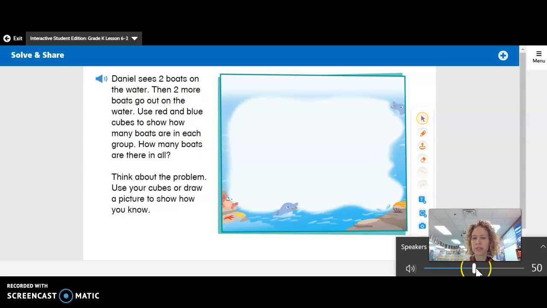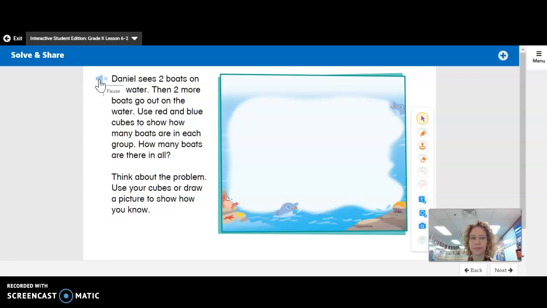Turn this up here just a little bit so you can hear it. All right, listen carefully to our solve and share. Daniel sees 2 boats on the water. Then 2 more boats go out on the water. Use red and blue cubes to show how many boats are in each group. How many boats are there in all? Think about the problem. Use your cubes or draw a picture to show how you know.